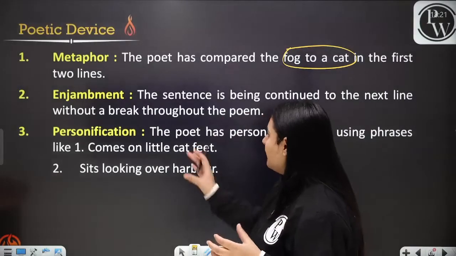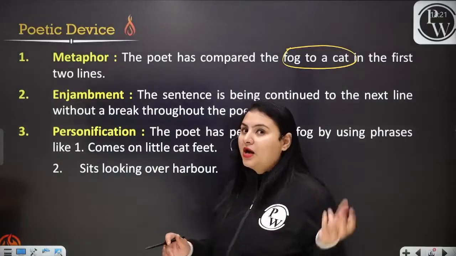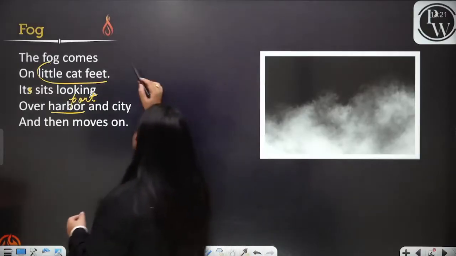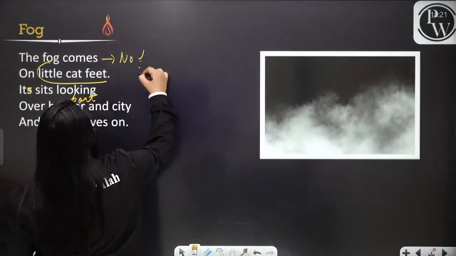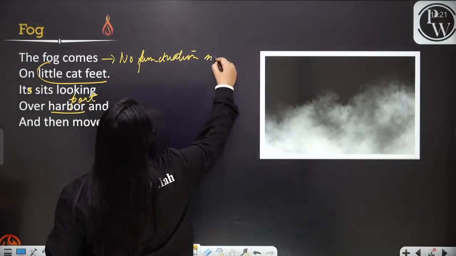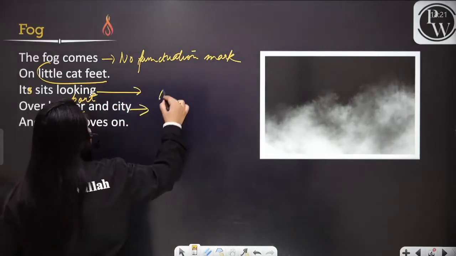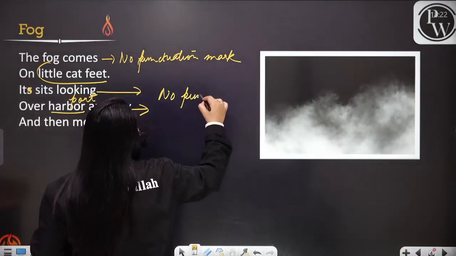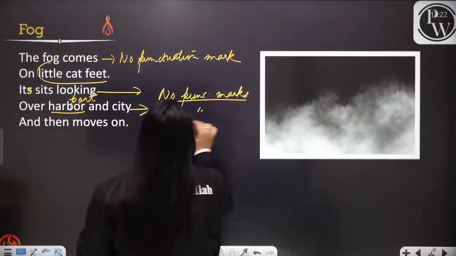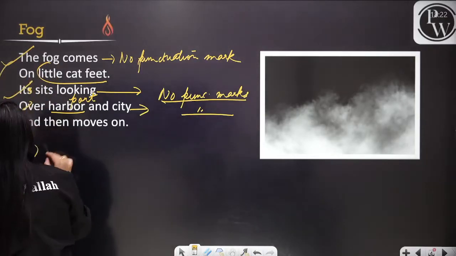Okay, enjambment. The sentence is being continued to the next line without a break through the poem. So there are no punctuation marks. If we look at it very carefully, we can see that there is no punctuation mark here. No full stops, no commas. Here also we can see that there are no punctuation marks. So here we can see that this line and this line have enjambment.